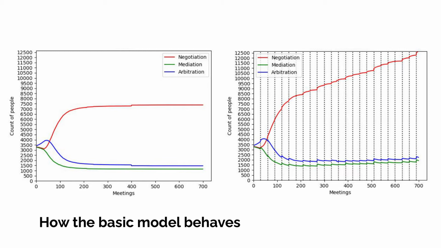Each graph shows the changes in the number of people that prefer negotiation, red line, mediation, green line, and arbitration, blue line. The y-axis reflects the number of people, and the x-axis represents the meetings. Dotted lines on the right graph mark the days when newcomers arrive in the settlement. In all the examples of our model, we decided to set the total amount of people to 10,000, and the duration of simulation is 700 meetings. People's preferences are also the same. Back to the plot analysis. Each model is represented by two graphs, with and without the addition of new people.